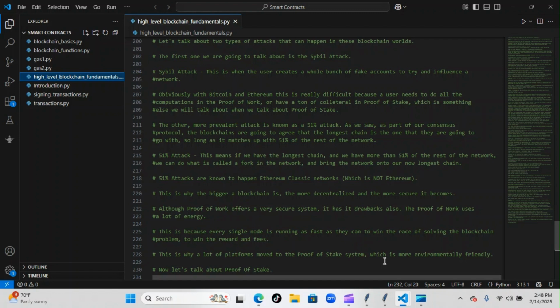Although proof of work offers a very secure system, it has its drawbacks also. Proof of work uses a lot of energy. This is because every single node is running as fast as it can to win the race of solving a blockchain problem to win a reward in fees. This is why a lot of platforms move to the proof of stake system, which is more environmentally friendly.